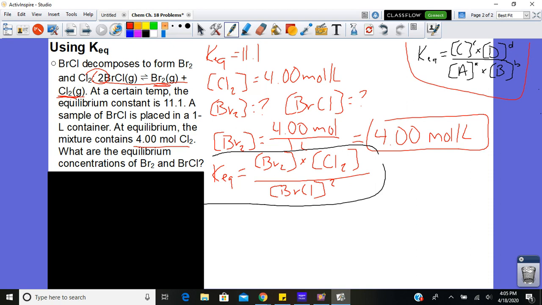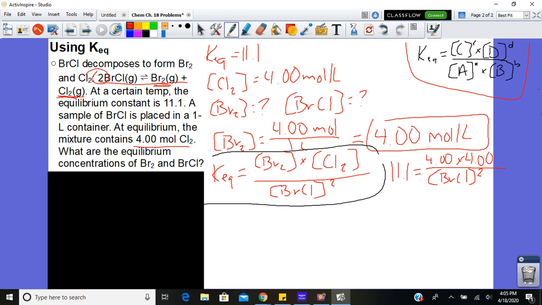Okay, now I can plug in my numbers. So I know my equilibrium constant, 11.1. Let's write this so that looks like a number. My concentration of bromine was 4.00. My concentration of chlorine was 4.00. And I don't know my concentration of my bromine chloride.